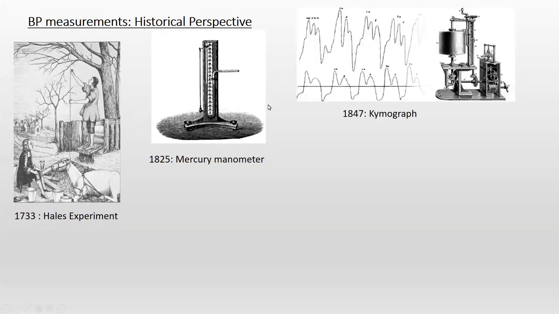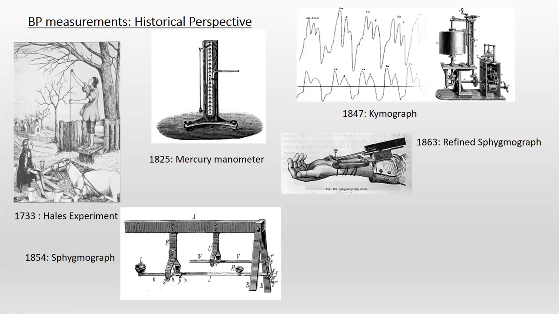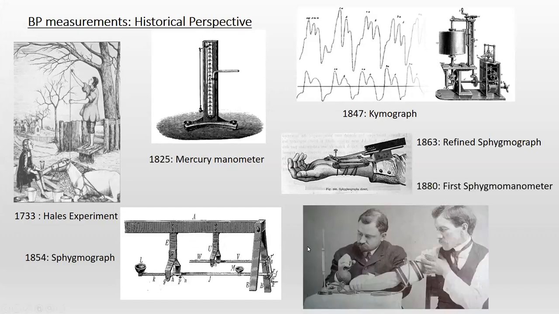Then in 1847, Carl Ludwig modified this manometer and turned it into a kymograph, which could show rhythmic changes in blood flow. This was the original sphygmograph. In 1854, it was further refined, and by 1880, we actually had our first sphygmomanometer. However, non-invasive blood pressure monitoring can be unreliable in the ICU setting. I know there has been recent data published that you could use non-invasive monitoring in ICU patients, but for continuous blood pressure monitoring, invasive A-lines are obviously standard of care.